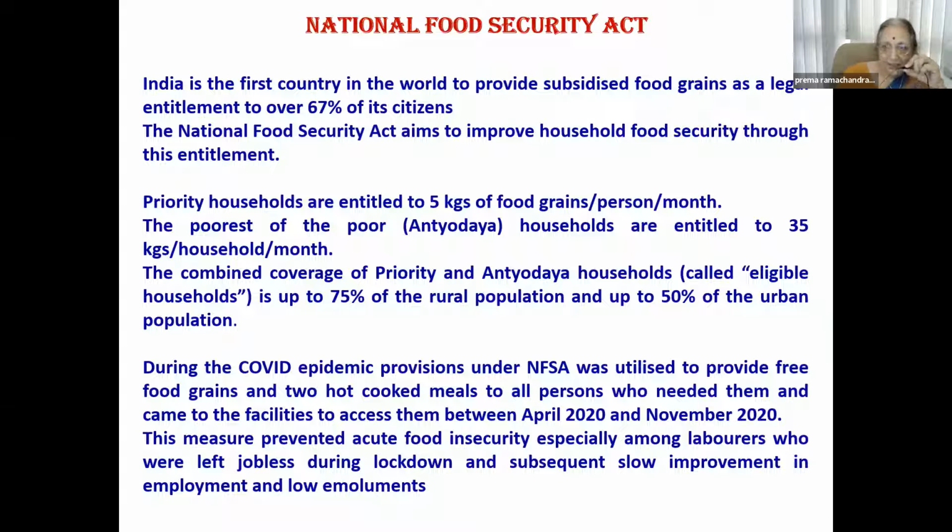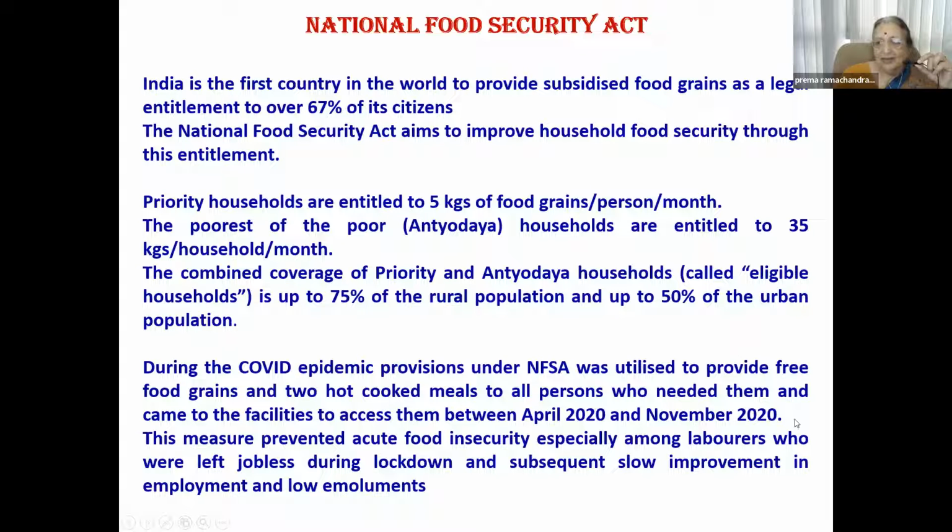It is not that we stopped at production alone. India is the first country in the world to provide subsidized food grains as a legal entitlement to two-thirds of its citizens. The National Food Security Act aims to improve household food security as an entitlement, not as charity. Priority households are entitled to 5 kg food grains per person per month, and the poorest Antyodaya households 35 kg per month.